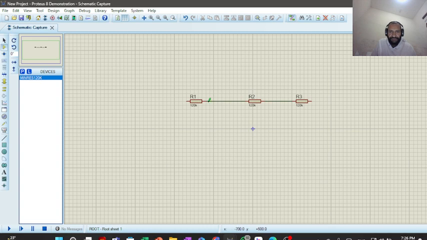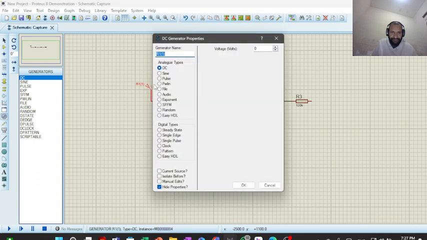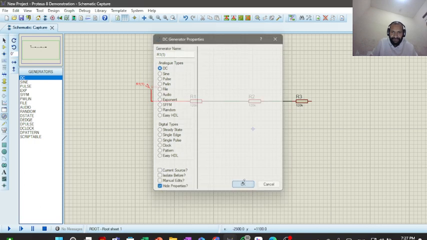So now we will get the battery source, the power source. The power source will be DC, the voltage rising. This one, and we will place it over here, and connect it. So this is the battery source, this 12 volts. So let's change it to 12 volts.